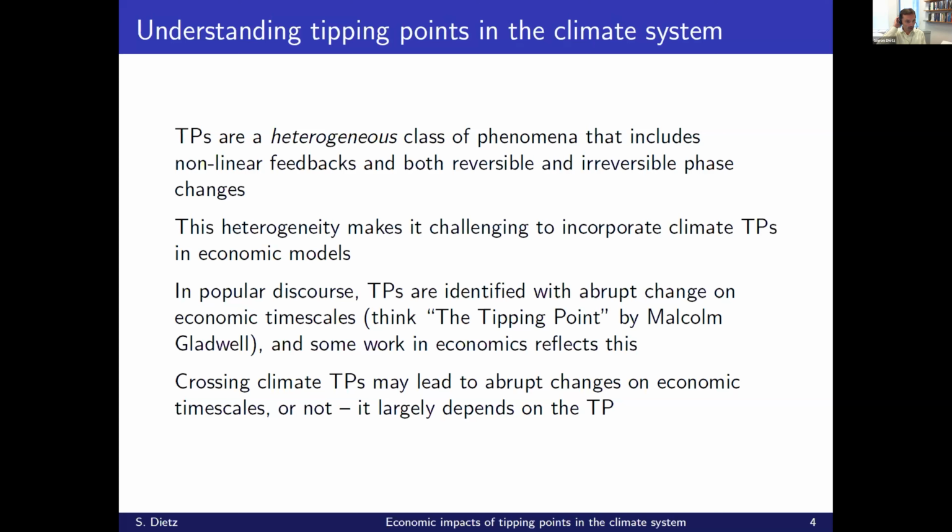What I also want to say is that in popular discourse, tipping points are identified with abrupt change on economic timescales. When I say economic timescales, I'm thinking of years, even quarters. Part of the reason for that is the contribution of popular work like The Tipping Point by Malcolm Gladwell, which was a non-fiction book talking about tipping points in economic and social systems like white flight from urban areas. Those sorts of phenomena generally take place more quickly than the tipping of elements of the climate system. And some work in economics also reflects this more popular understanding of tipping points as being instantaneous events. Crossing climate tipping points may lead to abrupt changes on economic timescales or not. It largely depends on the tipping point.